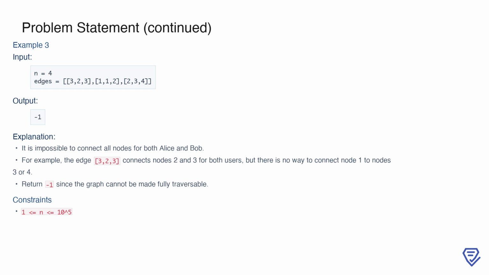This result indicates that it is impossible to connect all nodes such that both Alice and Bob can traverse the graph. For instance, while the shared edge [3,2,3] allows both users to connect nodes 2 and 3, there is no way to connect node 1 to nodes 3 or 4 for both Alice and Bob. As full traversal for both users cannot be achieved, the function returns -1 as specified in the problem requirements.